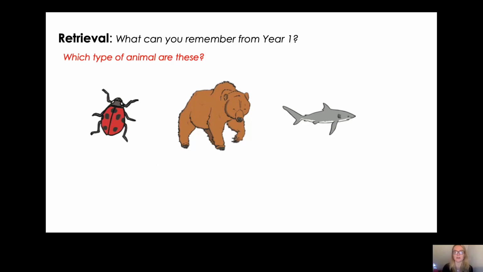Okay, so let's start with our ladybird. What type of animal is a ladybird? Fantastic, our ladybird is an insect. And what about the bear? Yes, our bear is a mammal, just like us.